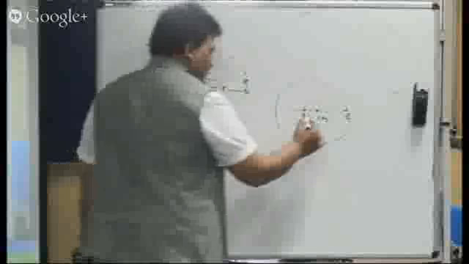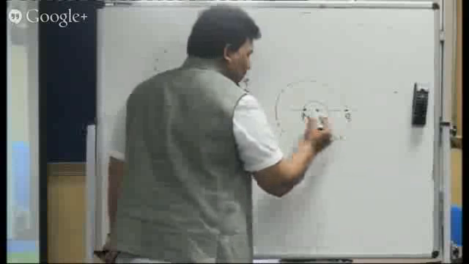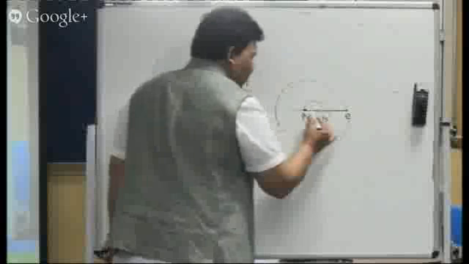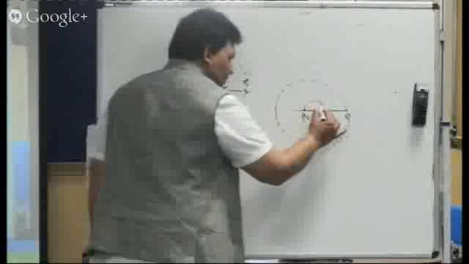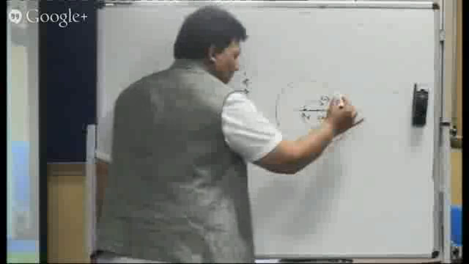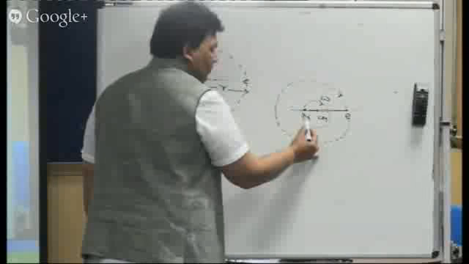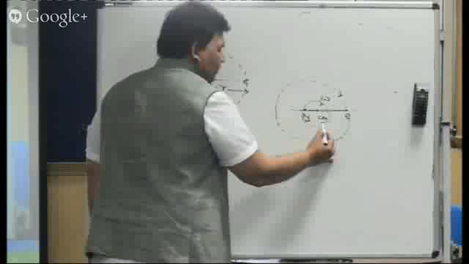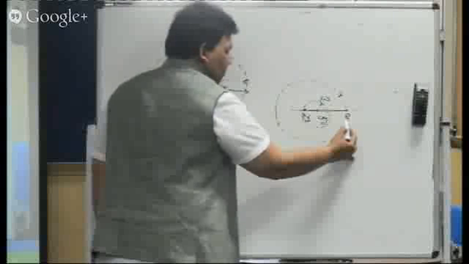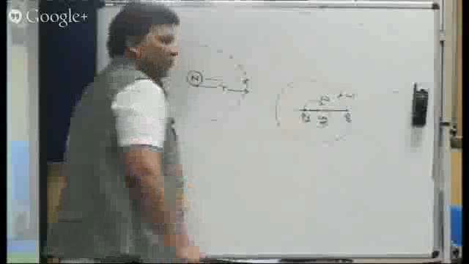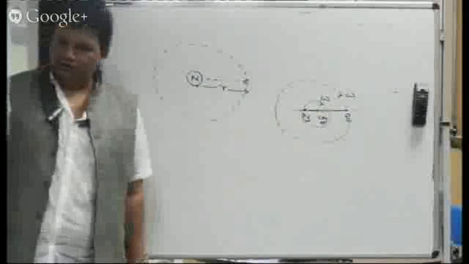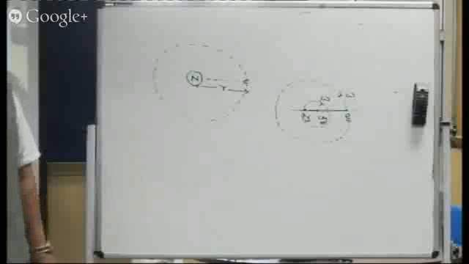Since the nucleus, the center of mass, and the electron lie on one straight line, you can take this as one rigid rod. The angular velocity of the nucleus with respect to the center of mass, and the angular velocity of the electron with respect to the center of mass, both those angular velocities will be the same. Note it down, please.